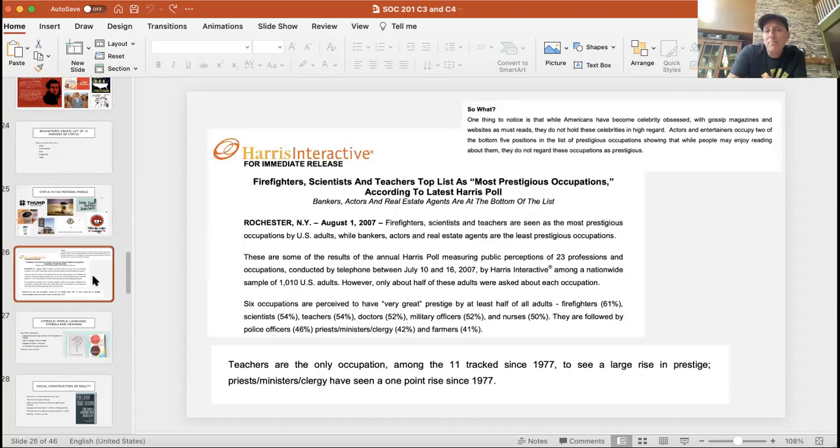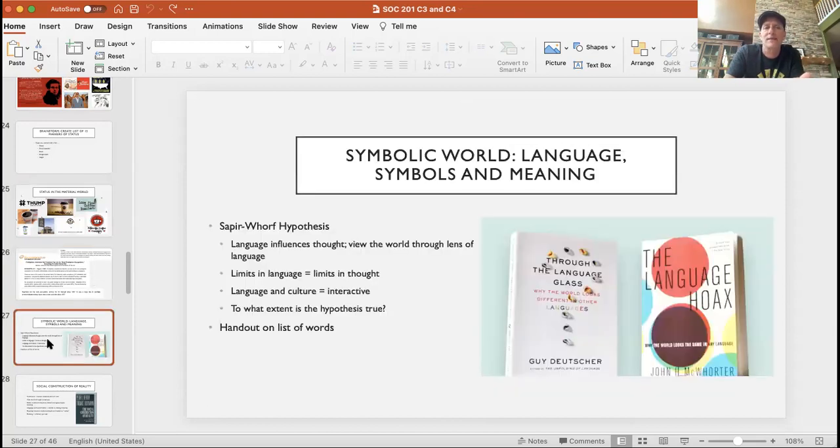Status and thinking about occupations. There's been a lot of work over the years, a Harris poll going back, I think, to the 1970s. Since 1977 they've been looking at which occupations have the most prestige and which have the least. Things change over the course of time, but how do we think about status?